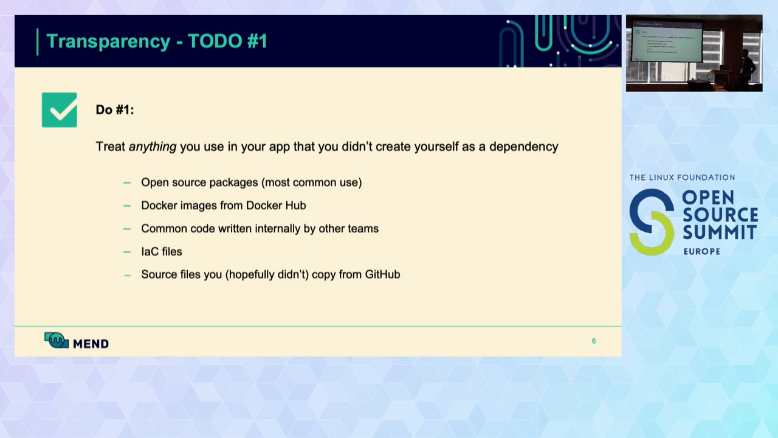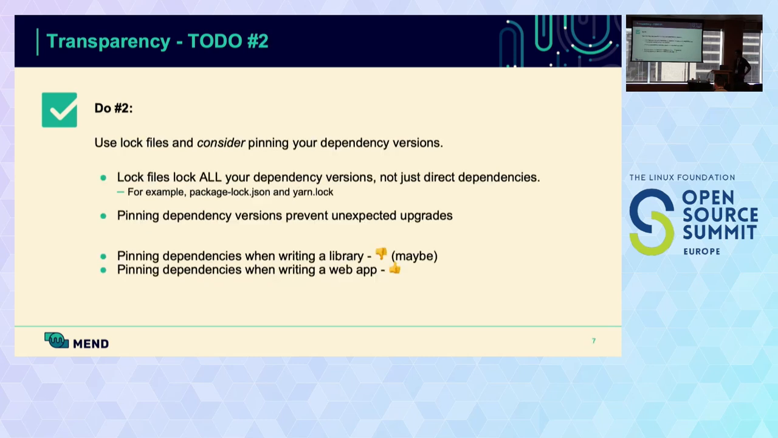But I mean, your dependencies also have dependencies that you need to consider. And that's going to take us to number two, which is to use lock files and to consider pinning your dependencies. We'll begin maybe with the lock files. So if anyone doesn't know what a lock file is, it's just a file that locks all of your dependency versions in place. And this includes direct dependencies, of course, but also transitive dependencies, which are your dependencies' dependencies.